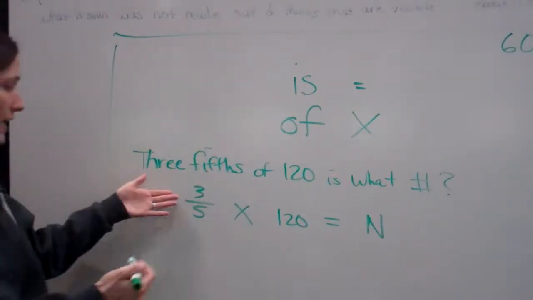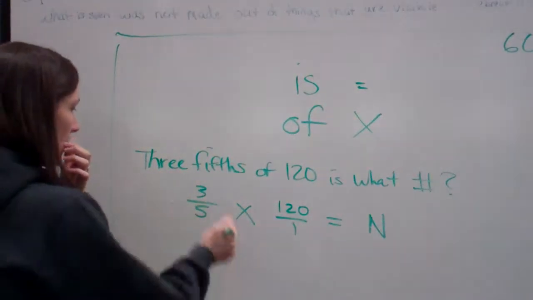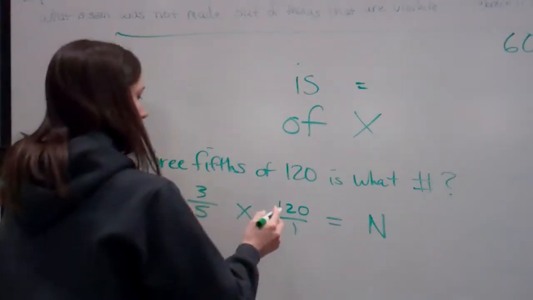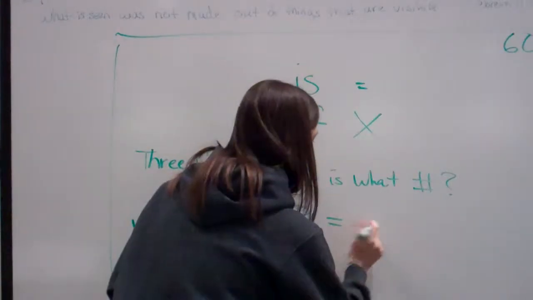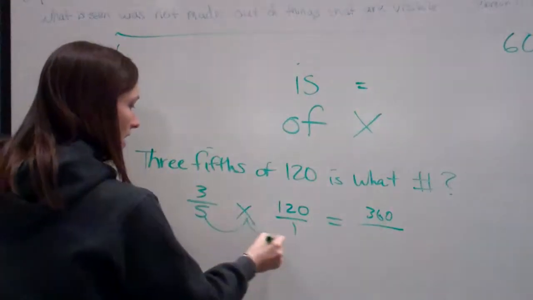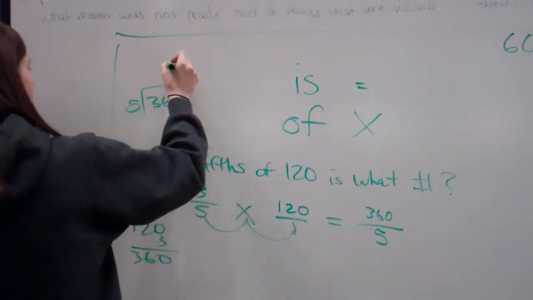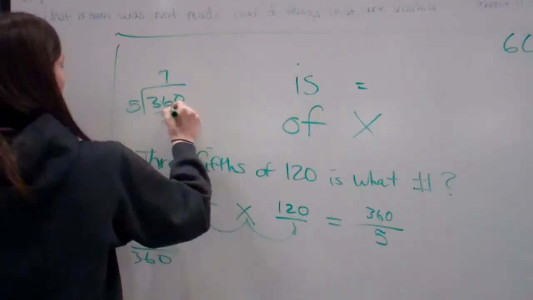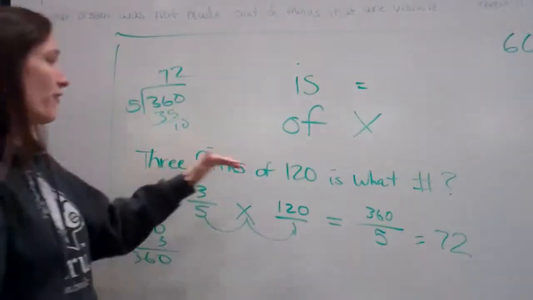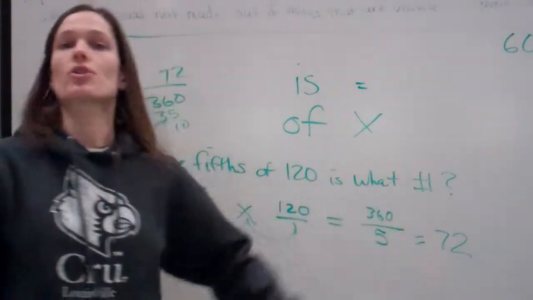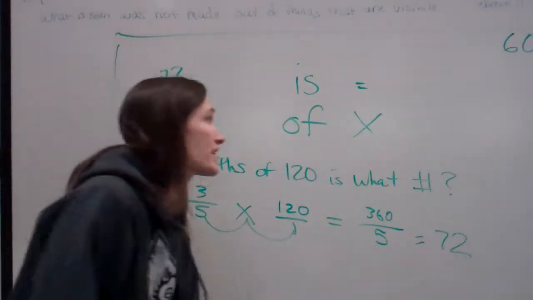And we just work it just like it is. 3/5 times, I'm going to put 120 over 1. Okay? And when I work that out, I haven't taught y'all that, so I'm not going to do that yet. 120 times 3, 360 over 5 times 1. 360 divided by 5 is 72. So 3/5 of 120 is 72. Everybody feel like it's pretty easy? Yeah. All right, now let's do percents.